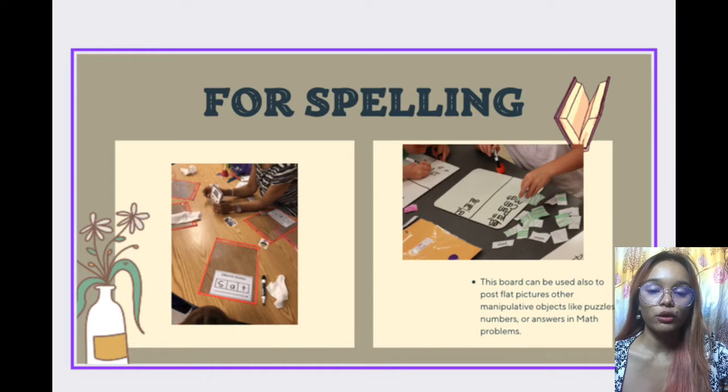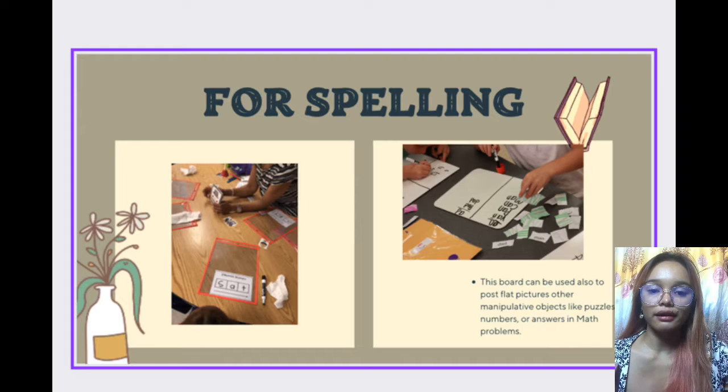If you are familiar with it, there are board games where you can form words, such as, let's say, a puzzle with small pieces with letters A, B, C, D.